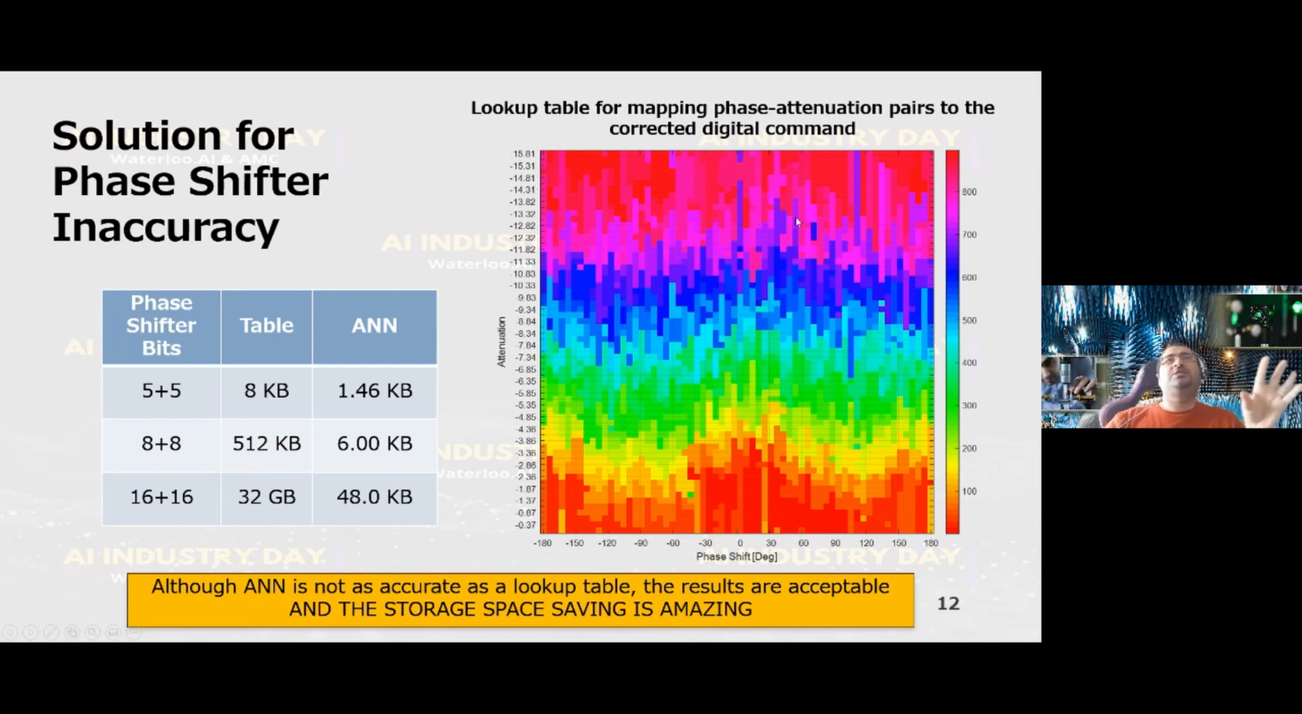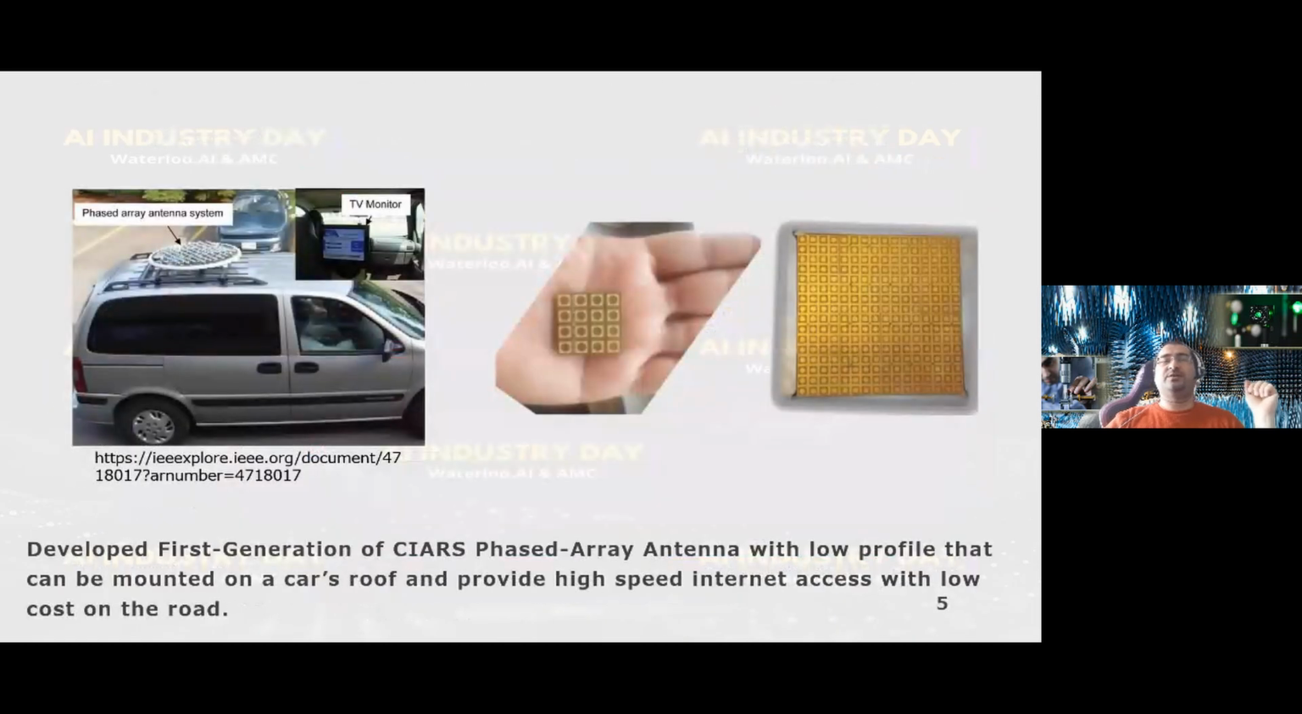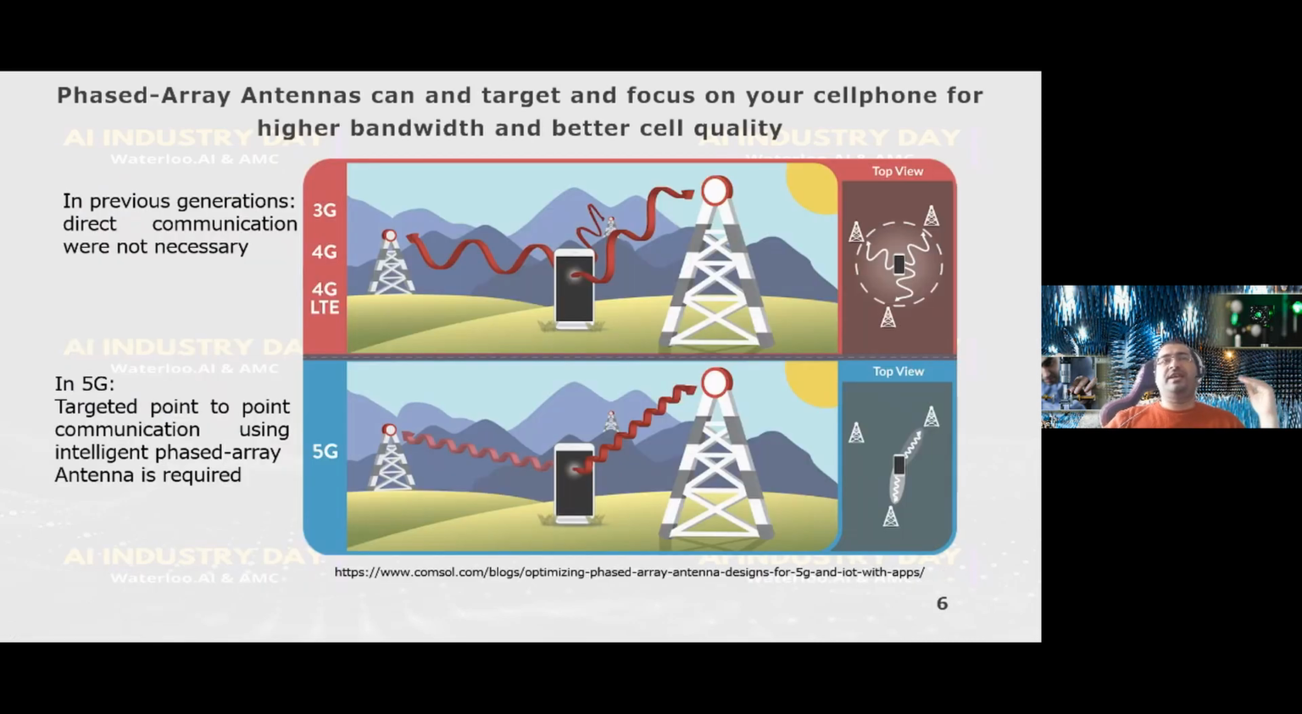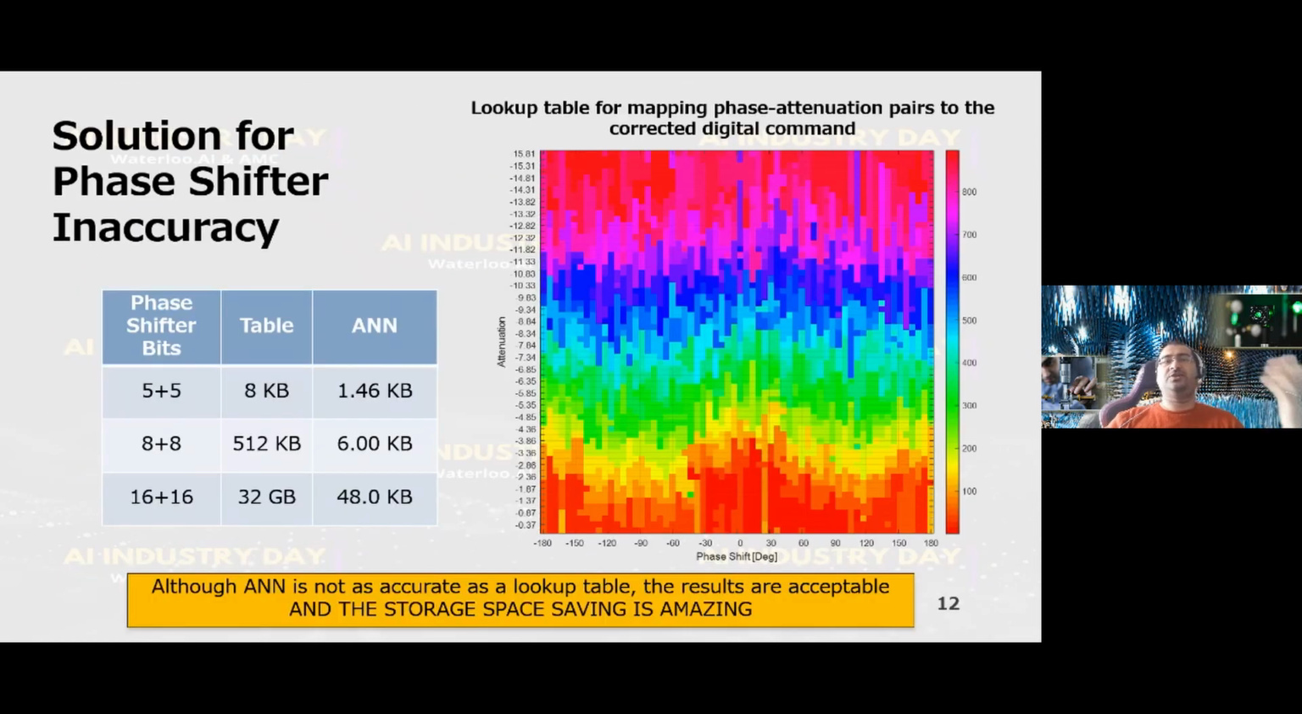I don't want to go into detail. It's the lookup table for mapping phase attenuation pairs to the corrected digital command. If we use a table instead of the artificial neural network, it provides somewhat better accuracy, but it takes a lot of space in the small elements that we are generating. The elements we are talking about are very small. They can fit in the palm of your hand, and they're quite packed with lots of different hardware. So if we can reduce the memory required to perform this task, it's much better.